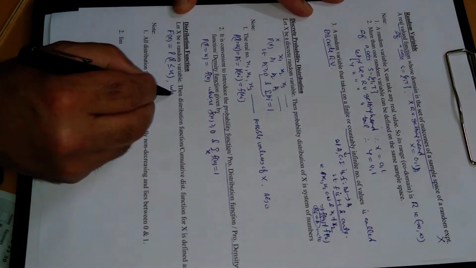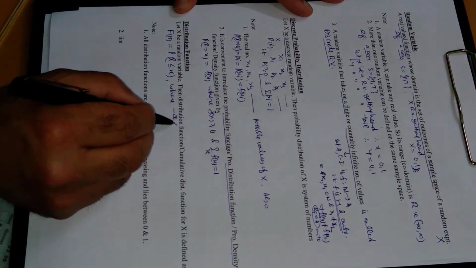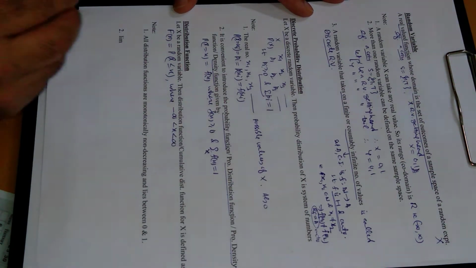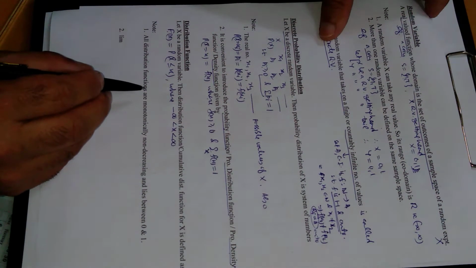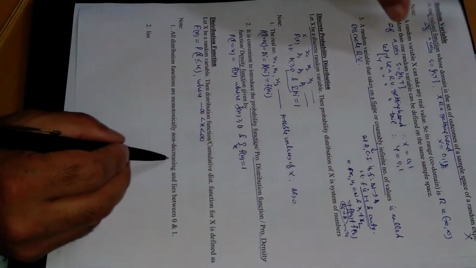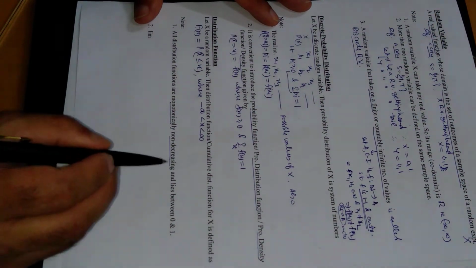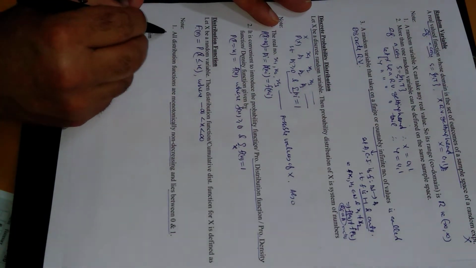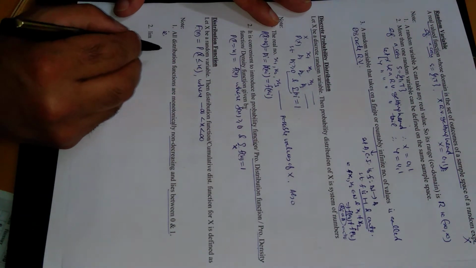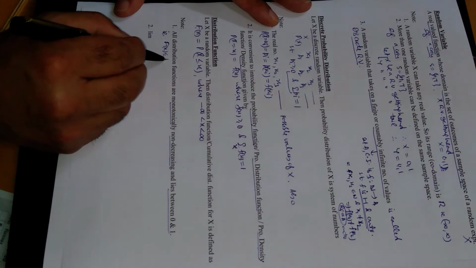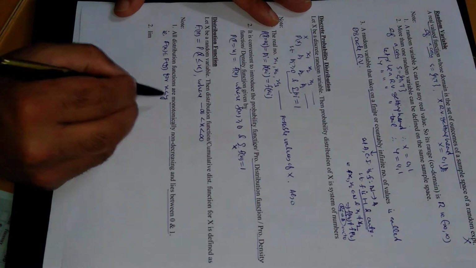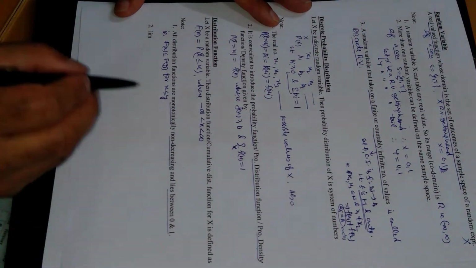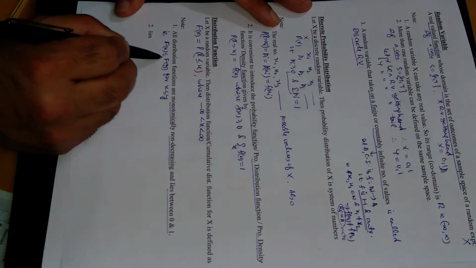All right, here small x lies in this range, means small x is a real number. Capital F is the notation for the distribution function of the random variable capital X. All distribution functions are monotonically non-decreasing, that is, F of x is less than or equal to F of y for x less than or equal to y. Non-decreasing means increasing, and monotonically means some values may be equal.